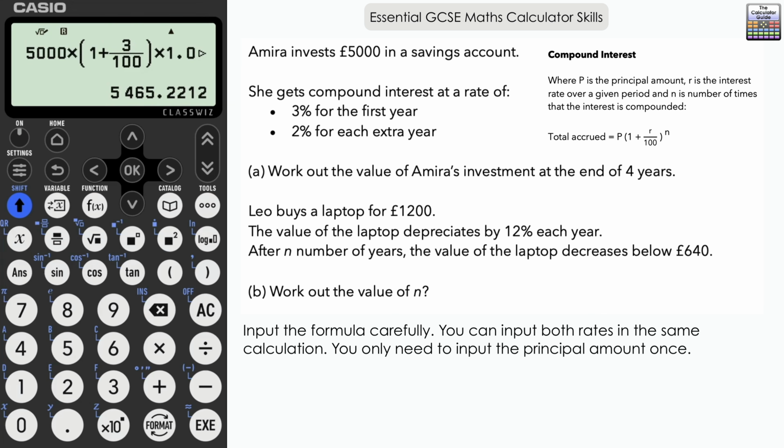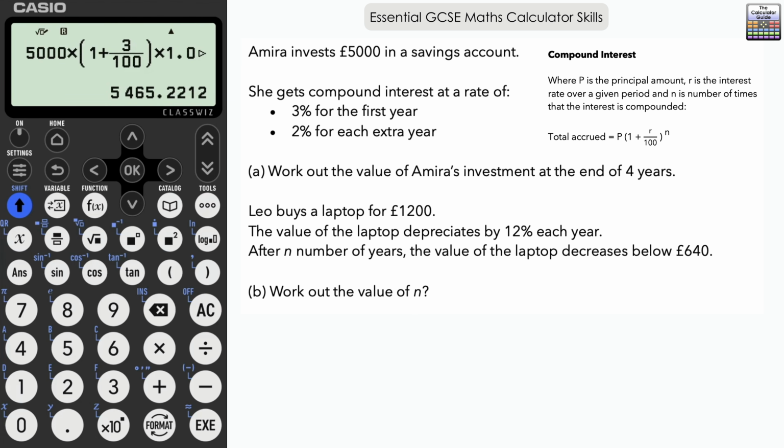Part B then, Leo buys a laptop for £1,200. The value of the laptop depreciates by 12% each year. After n number of years, the value of the laptop decreases below £640. Work out the value of n.